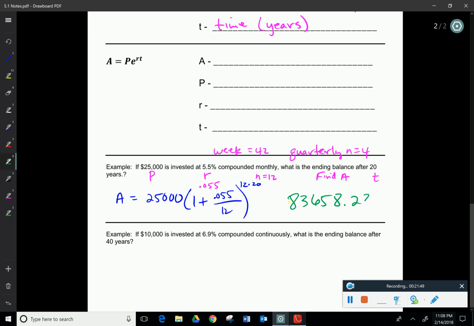Now, why did I only round it to 2 decimal places? Because we're talking money, right? This is saying if you invest $25,000 for 20 years, you're going to end up with 83 or 84,000.